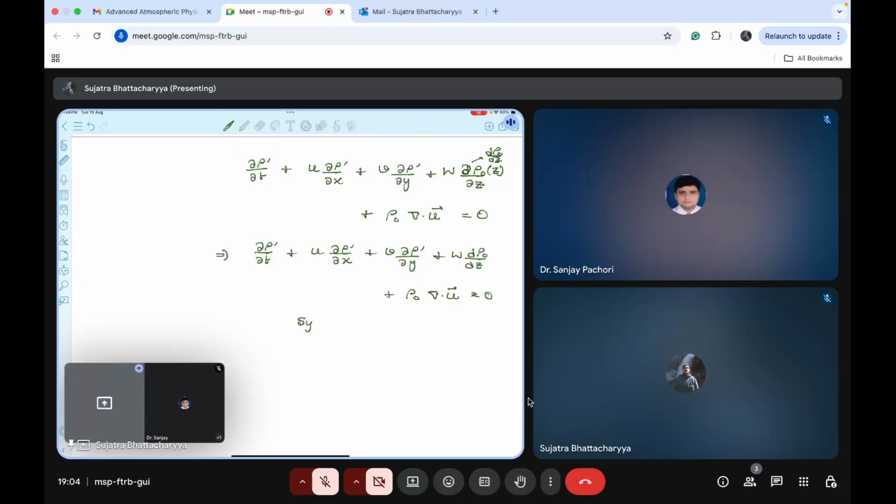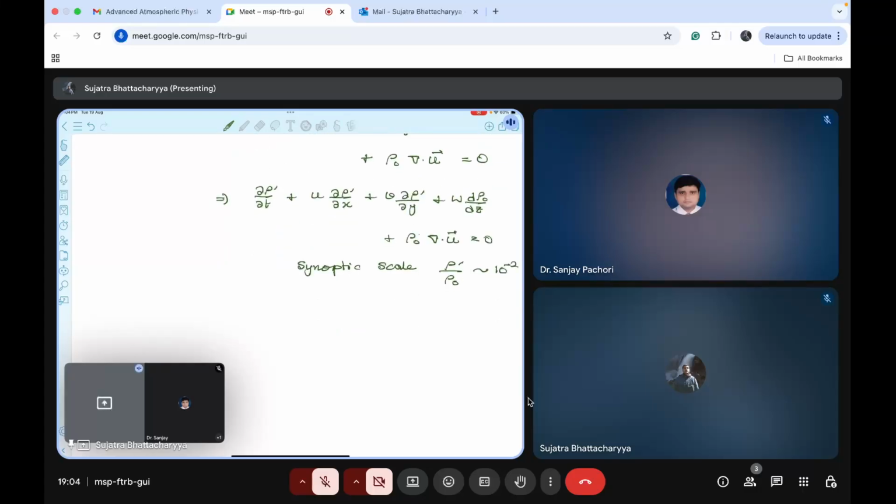Also, for the synoptic scale motion, it is observed that rho dash by rho naught is roughly around 10 to the power minus 2. Okay, this is an observed quantity, just like the scales which we have observed. Now what I will do is divide by this rho naught throughout, so this is 1 by rho naught delta rho dash by delta t plus u delta rho dash by delta x plus v delta rho dash by delta y plus finally w d rho naught by dz, plus rho naught del dot u. So rho naught is not here now because I have divided it.